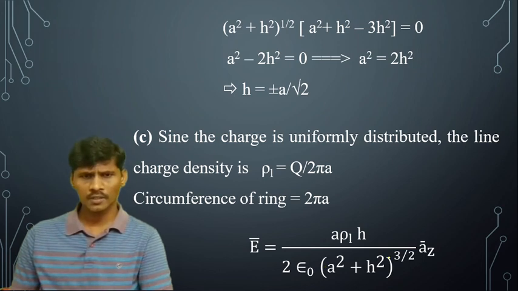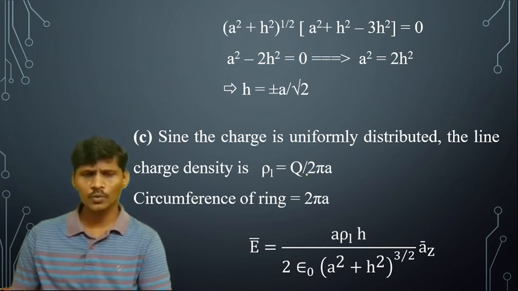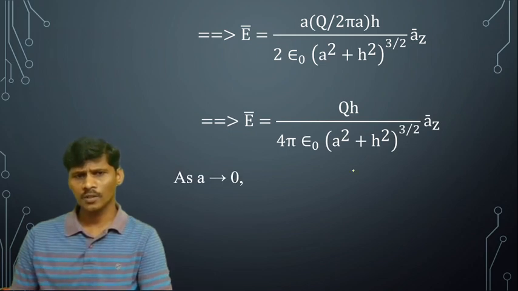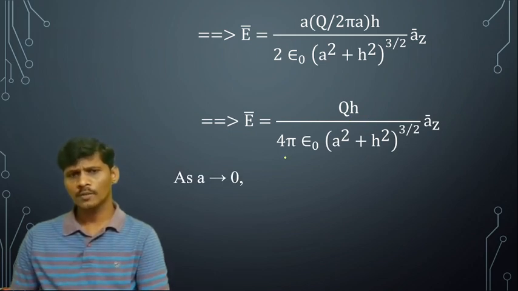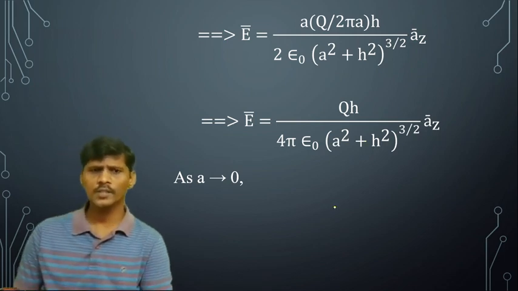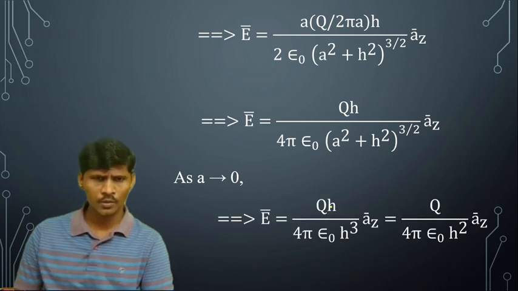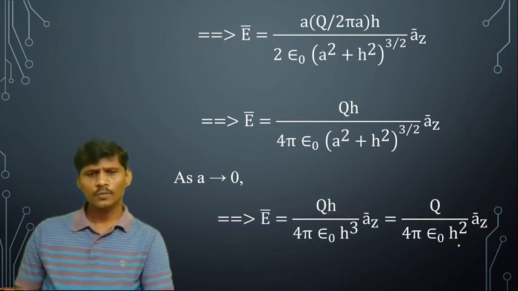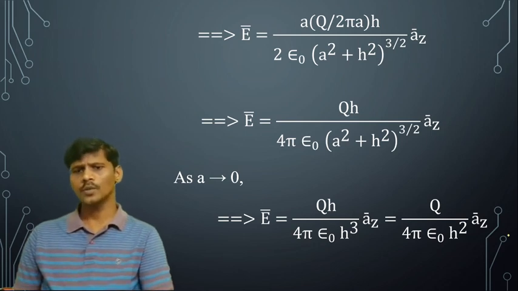In that equation, substituting rho L is equal to q by 2 pi a, we get the electric field intensity E bar is equal to q h by 4 pi epsilon naught into (a square plus h square) whole to the power of 3 by 2 a z bar. In that equation, substituting a is equal to 0, we get electric field intensity E bar is equal to q by 4 pi epsilon naught h square into a z bar.